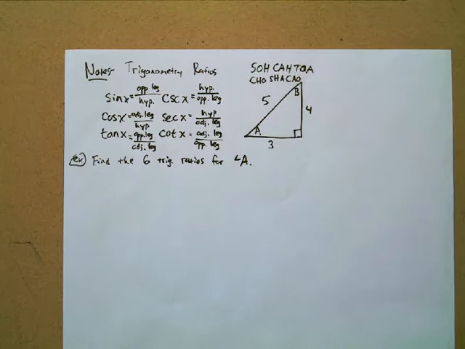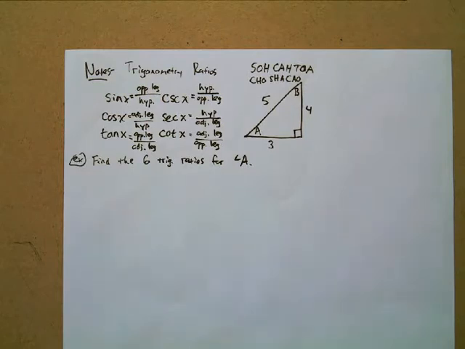So we want to find the sine of angle A. We want to find the cosine of angle A. We want to find the tangent of angle A. And then, of course, those reciprocal trig functions: cosecant of angle A, secant of angle A, and then cotangent of angle A. Okay. I don't really care the order in which you do these, right?